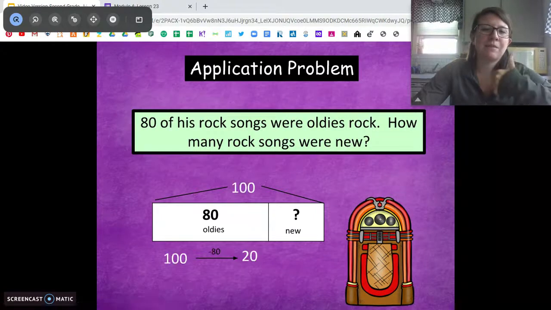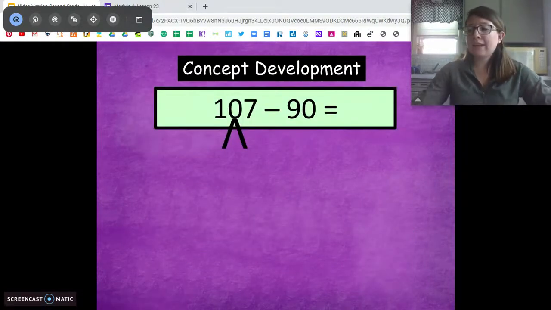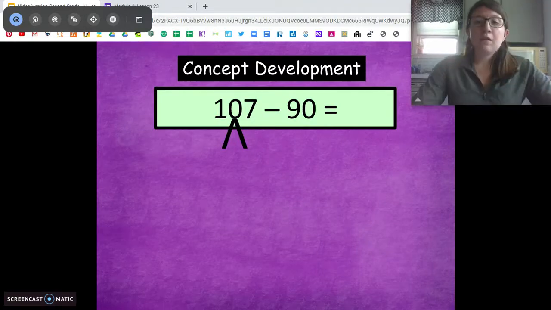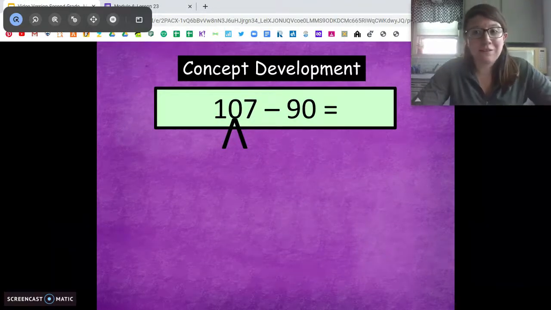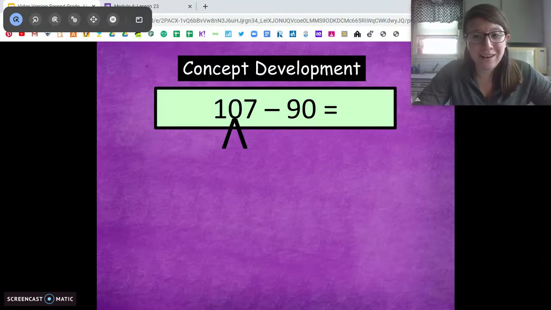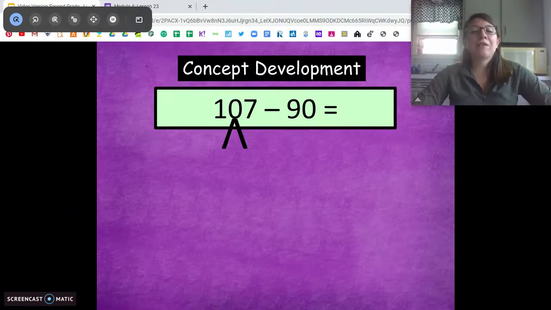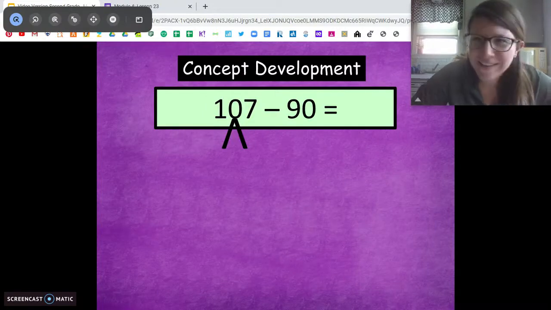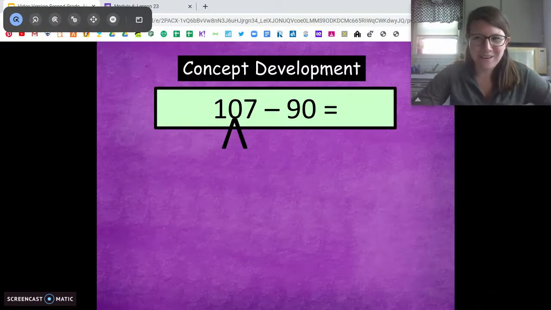Good. All right, we're going to skip this part because I want to get into showing you how to subtract using number bonds. Okay, so these numbers look pretty big, right? Pretty intimidating. It's not going to be that bad, I promise. So I want you to write 107 minus 90 on your paper right now. So pause and do that.